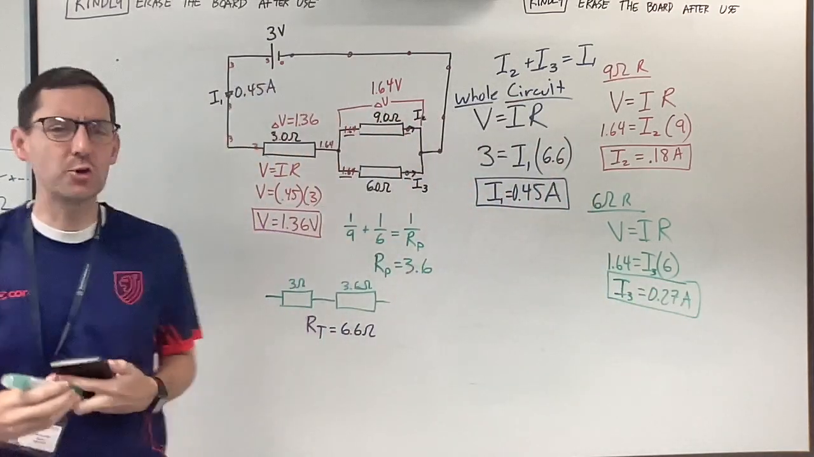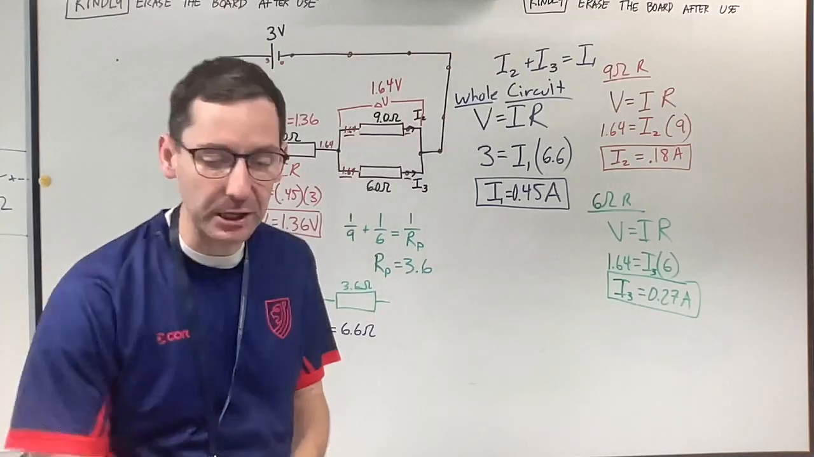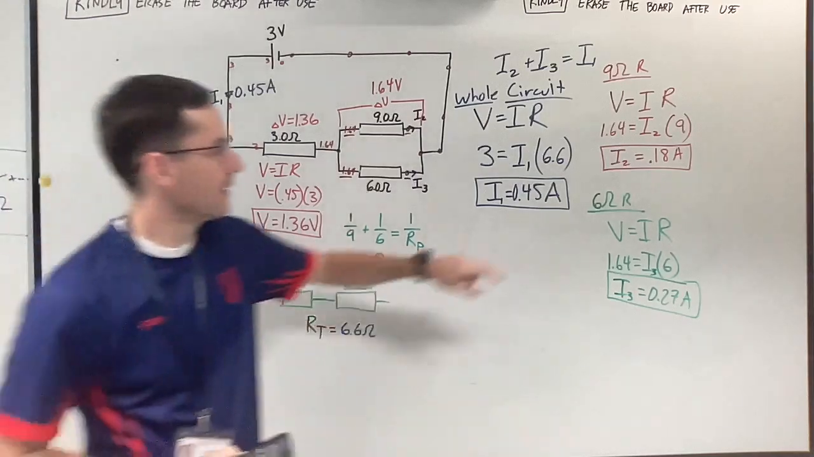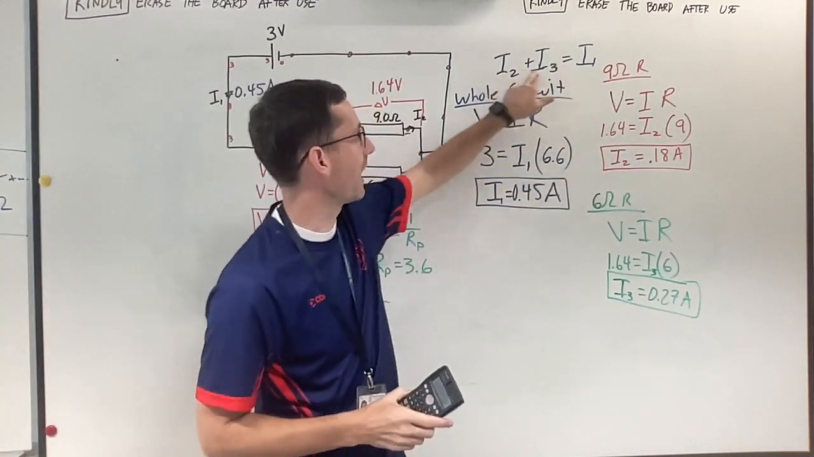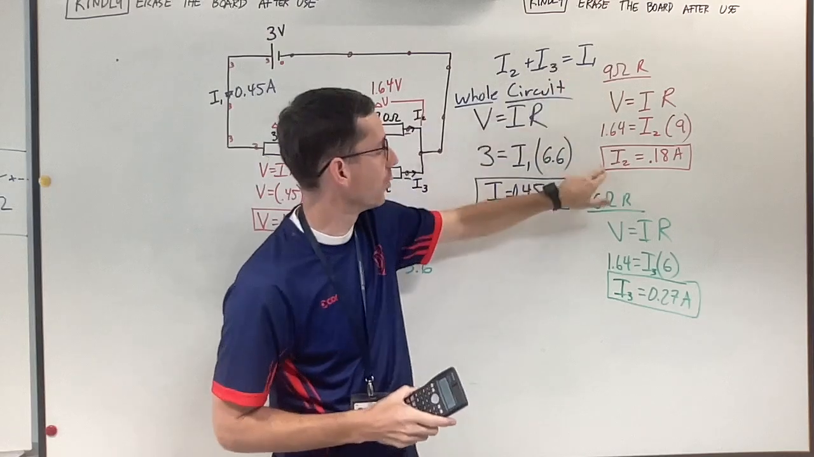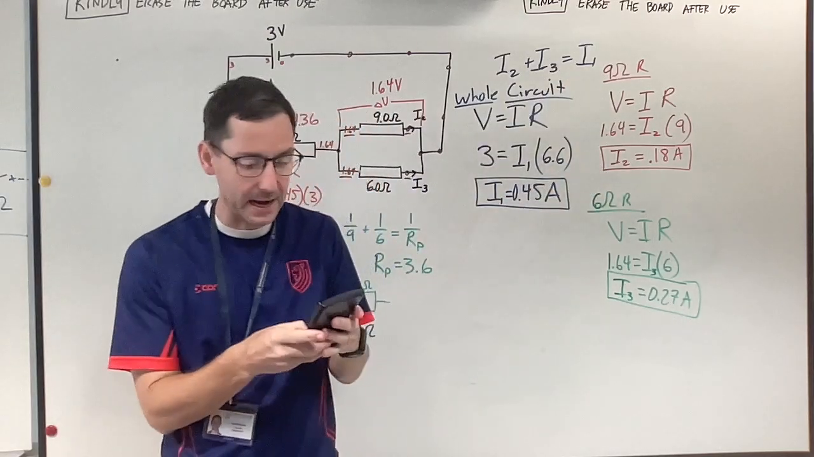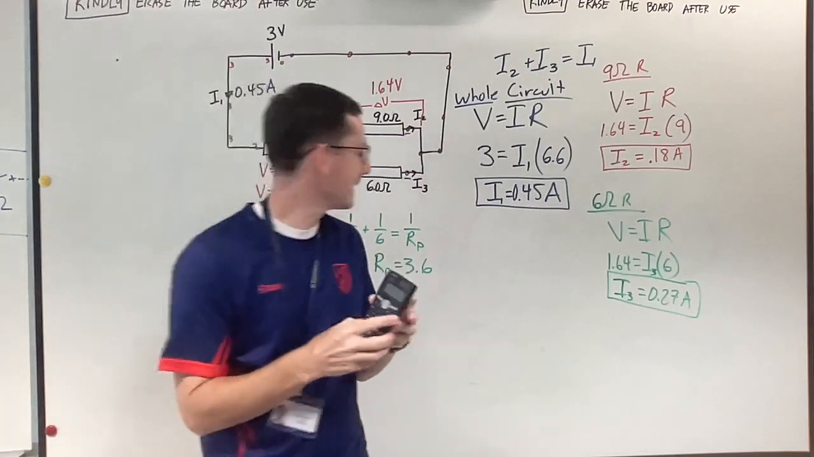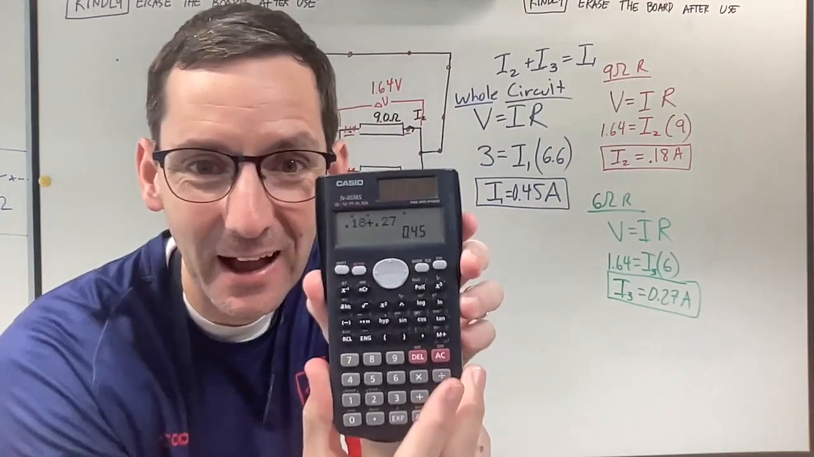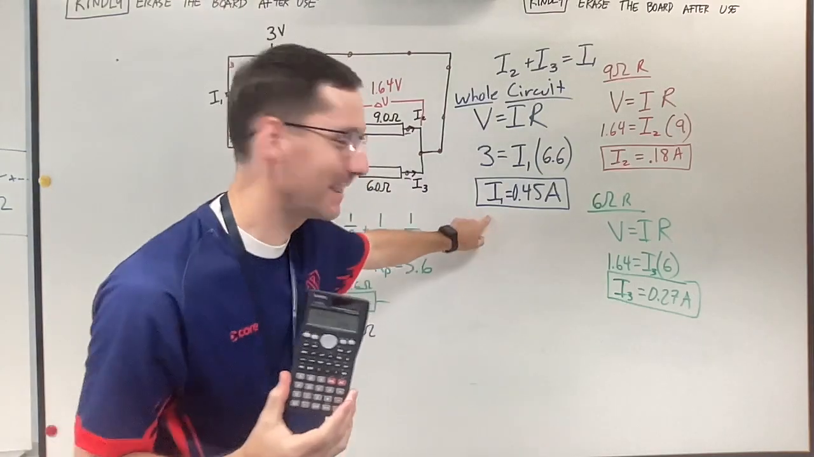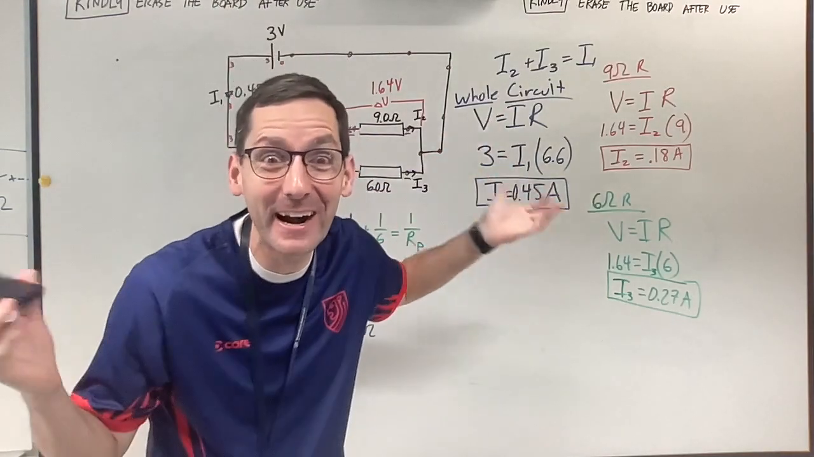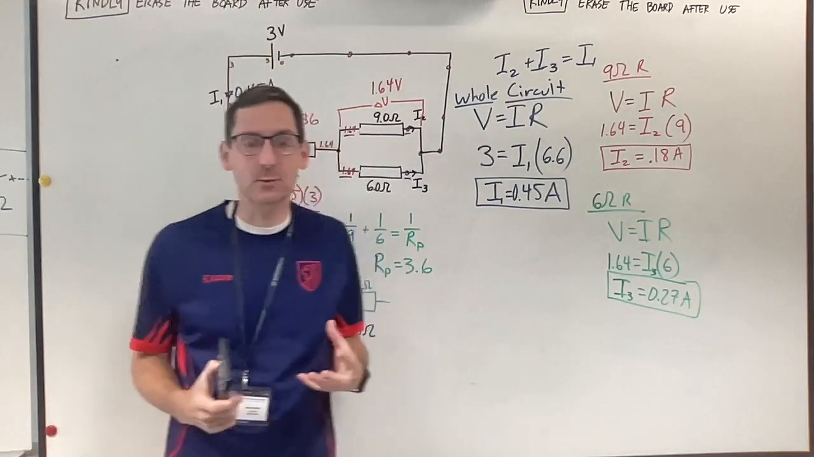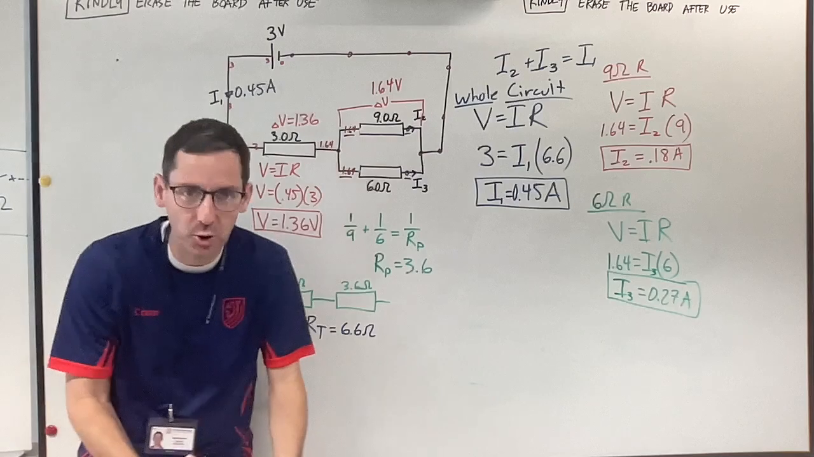All right, now you may have recognized something early on, but I didn't do it on purpose because I want to show you that, remember we said earlier that I2 plus I3 equals I1? Well, if I take 0.18 and I add 0.27, I get 0.45. Look at that, they add together and it all works. Isn't that great? That's circuits, right? These things have to be true.